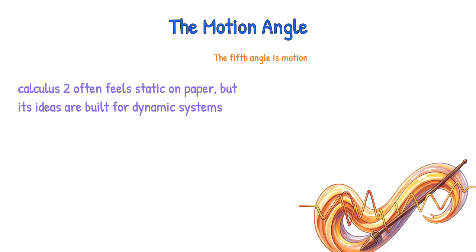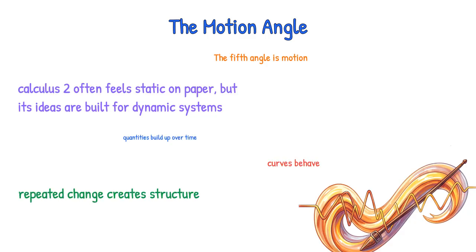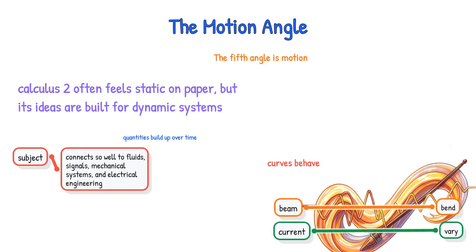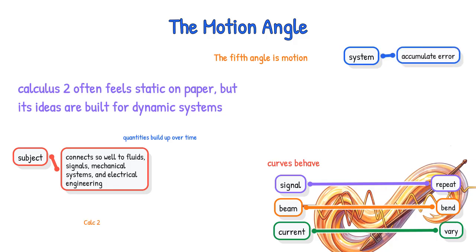The fifth angle is motion. Calculus too often feels static on paper, but its ideas are built for dynamic systems. You're studying how quantities build up over time, how curves behave, and how repeated change creates structure. That's why the subject connects so well to fluids, signals, mechanical systems, and electrical engineering. A current can vary, a beam can bend, a signal can repeat, a system can accumulate error. Calc 2 gives you the language to describe all of that.